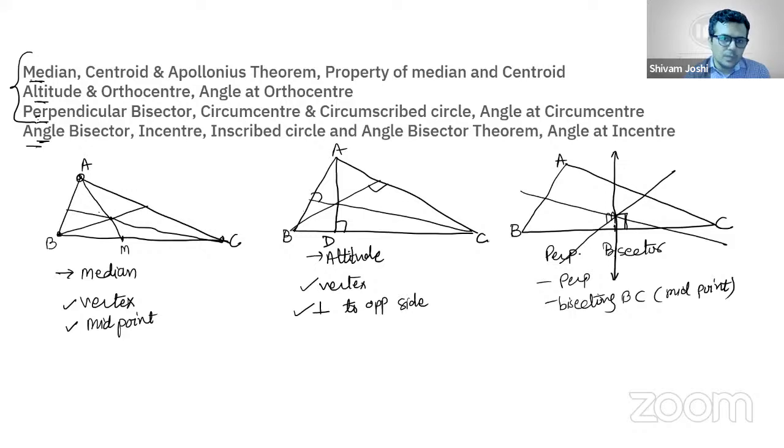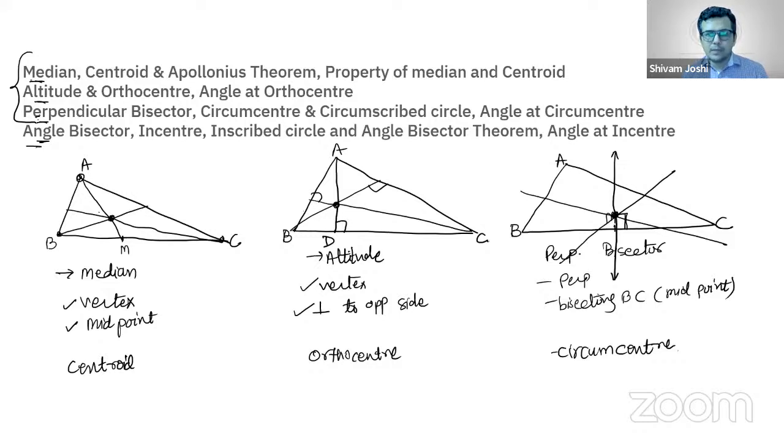Okay, so they will give you some center over here, right? What are the names of these centers? Point of intersection of medians is known as a centroid. So this point here is a centroid. Point of intersection of altitudes is known as orthocenter. And point of intersection of perpendicular bisectors will be known as a circumcenter. So make sure that you know the names of these centers also. These centers are nothing but the points of intersection of medians, altitudes, and perpendicular bisectors respectively, right?